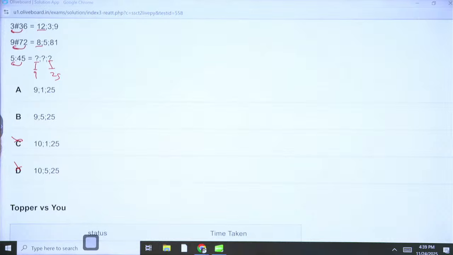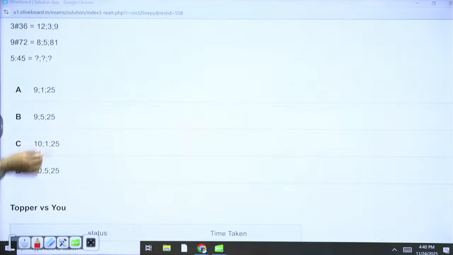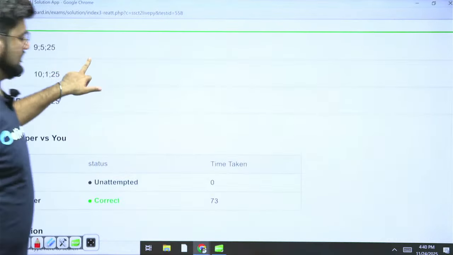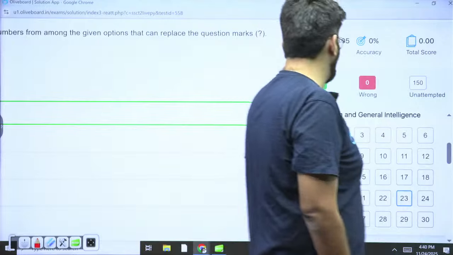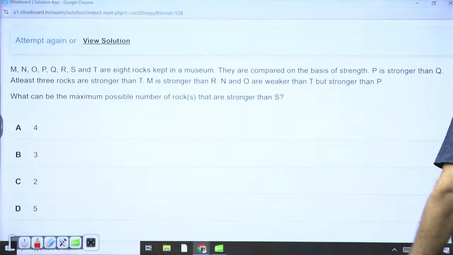Minus 3, minus 9, no. Oh wait, 6 minus 3. Can we go digit wise here? 6 minus 3 is 3. 7 minus 2 is 5. 5 minus 4 should be 1. Can that be possible? Yeah. 73 seconds. See, they should not have gone digit wise because SSC does not do that, but anyway.